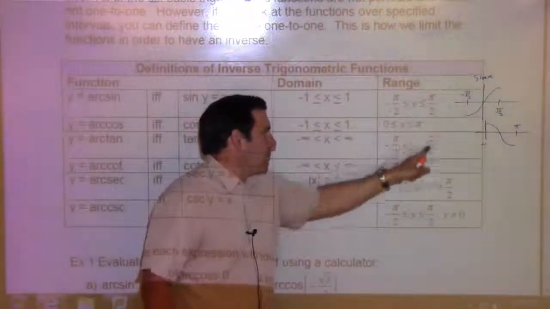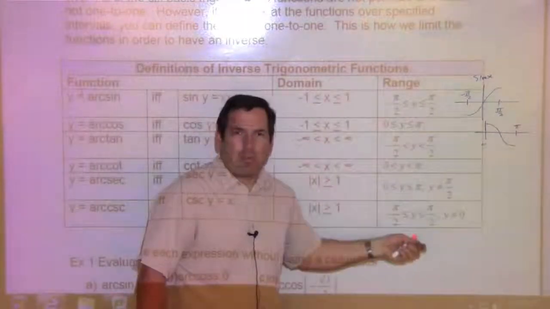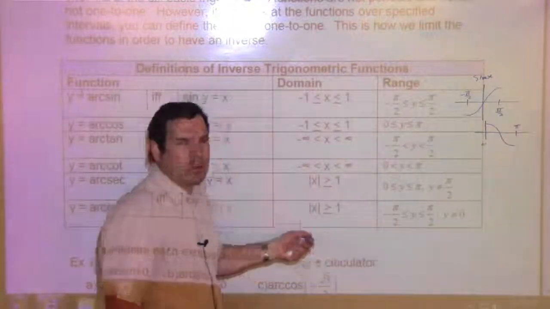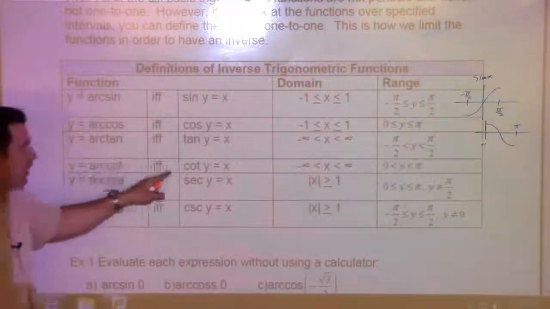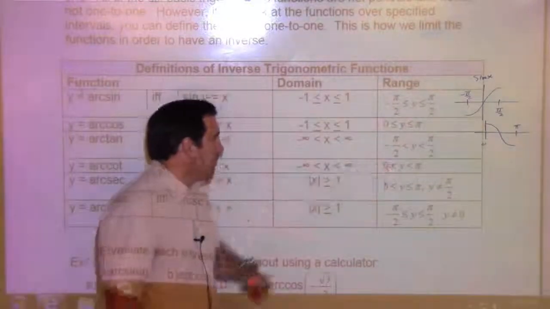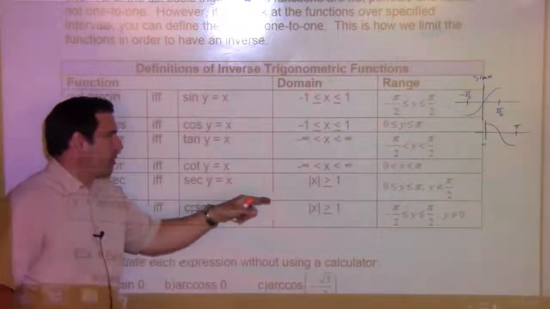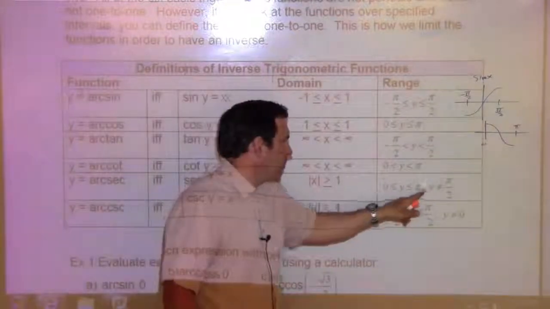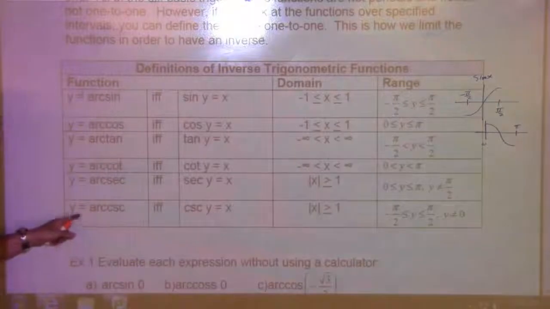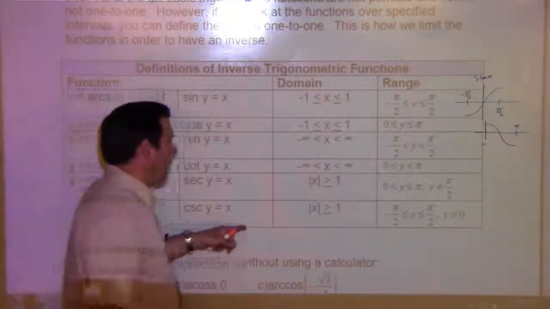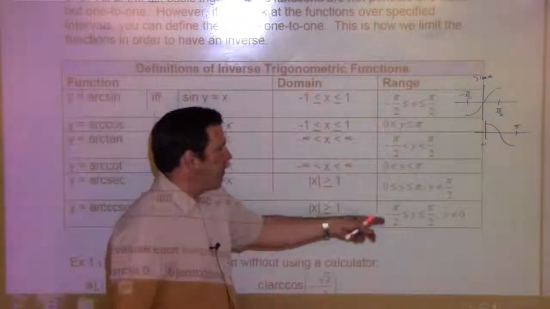Arctangent will work for tangent being restricted to -pi/2 to pi/2, not inclusive, because tangent of pi/2 is infinity, tangent of -pi/2 is -infinity. Arc cotangent can be restricted from 0 to pi. Arc secant is going to be restricted for secant restricted from 0 to pi, and arc cosecant for cosecant be restricted from -pi/2 to pi/2.